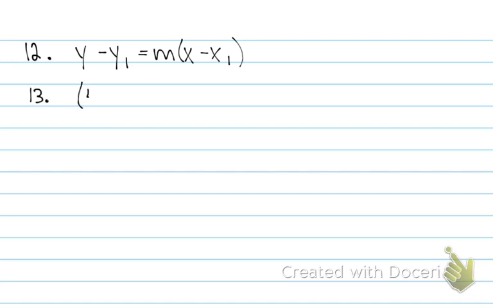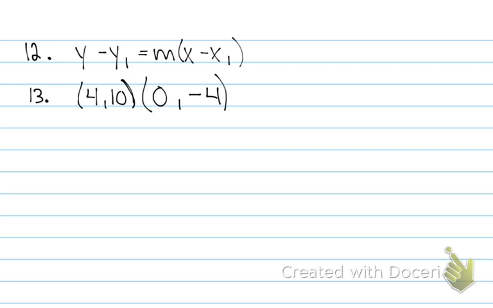All right, number 13, I want you to take these two ordered pairs and write the equation of the line that passes through these two points. So write the equation. Do you have to use point slope? Well, I don't know. You decide. But I need you to write the equation in slope-intercept form.